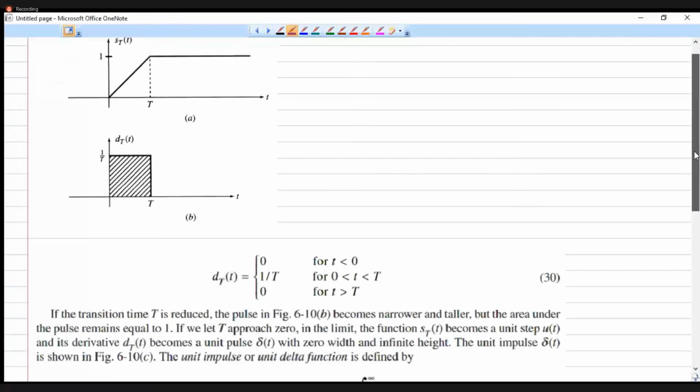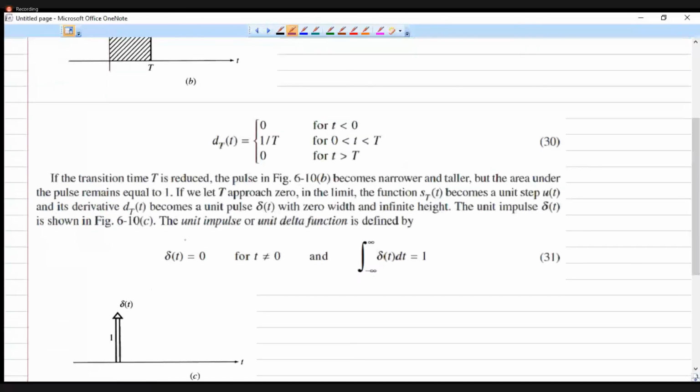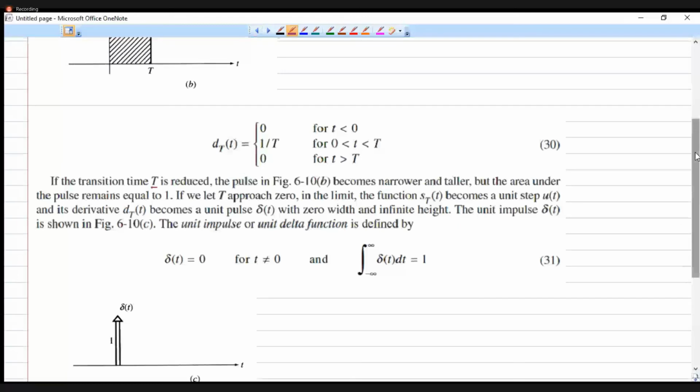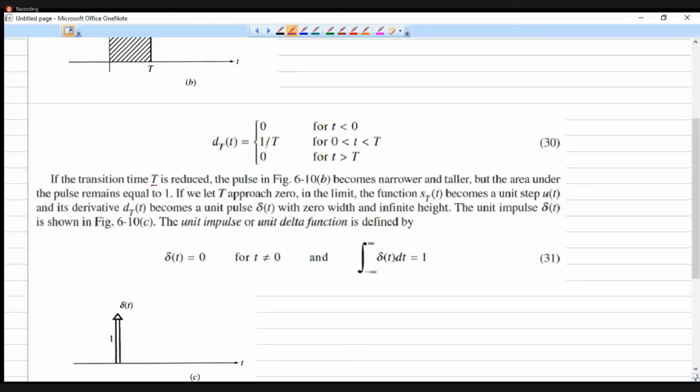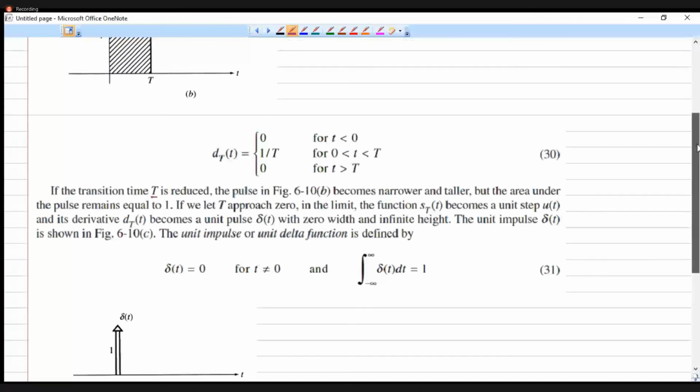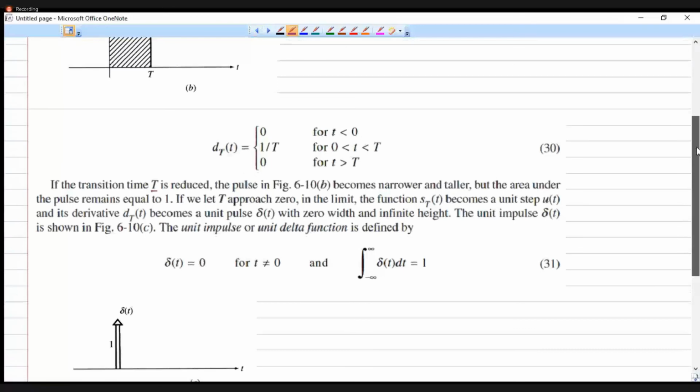Now what we are going to do is we are going to take the limit. So we are going to reduce the transition time. So this capital T is called the transition time for the initial function to rise from 0 to 1. Now we reduce this transition time. As we reduce the transition time, what happens to our function? So what will happen to the derivative? And we have to limit it. So as T approaches 0 and we are limiting it, then what will happen to s of t and what will happen to its derivative d_T of t.